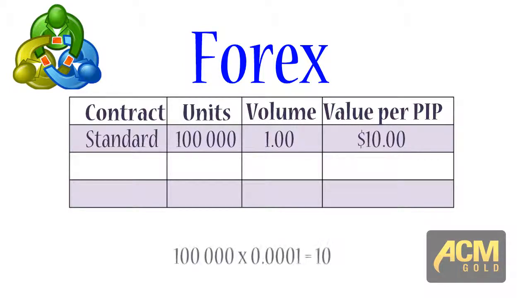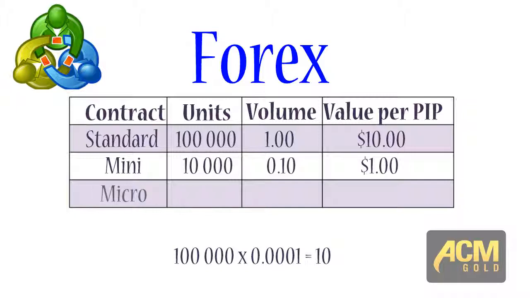You can figure this out by multiplying 100,000 by 0.0001, which is a pip, and your answer will be 10. The mini lot is equal to 10,000 units with a volume of 0.1 and a pip worth of $1. The micro lot is equal to 1,000 units and is a volume of 0.01, and a pip will be worth 0.10 or 10 cents. This is standard.